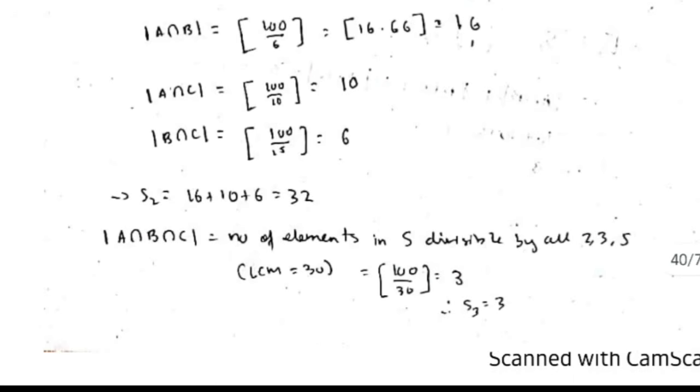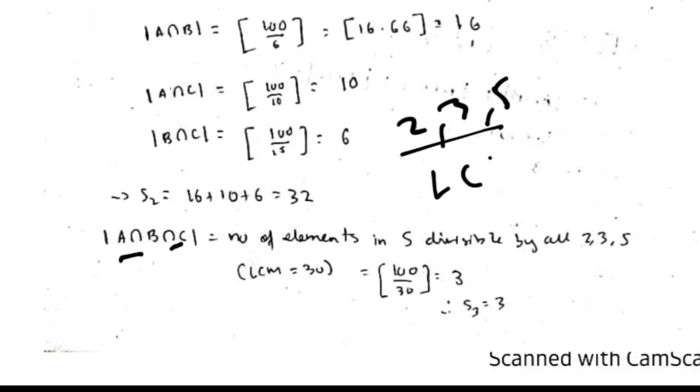Now for a, b and c, how many numbers are divisible by all of them? That means we have to find the LCM of 2, 3 and 5. The LCM is 30. So the total number of elements divisible by 30 is 100 by 30, which is 3. So s3 we also got.